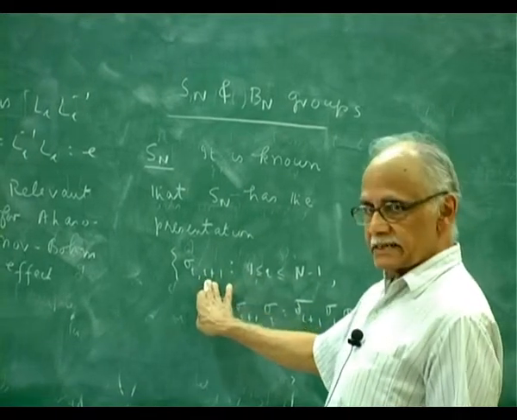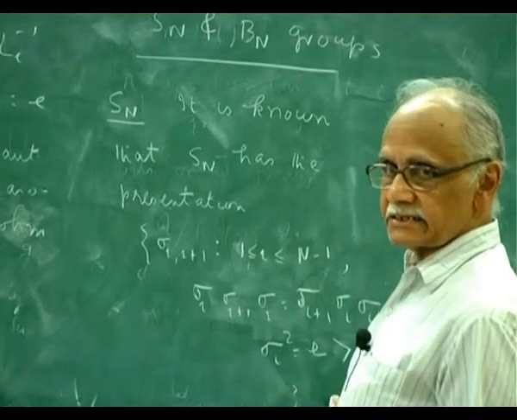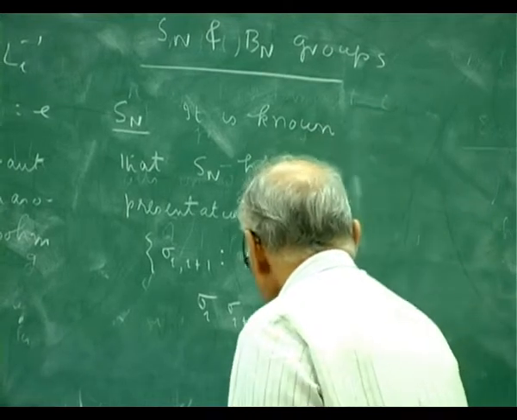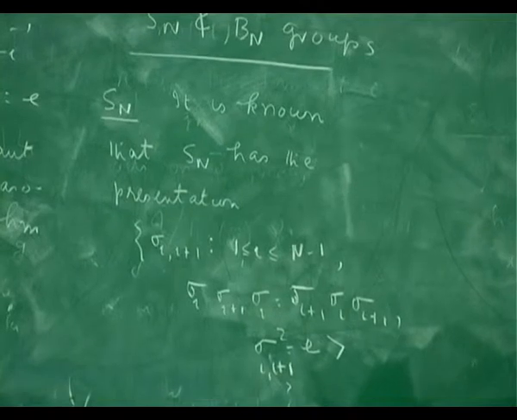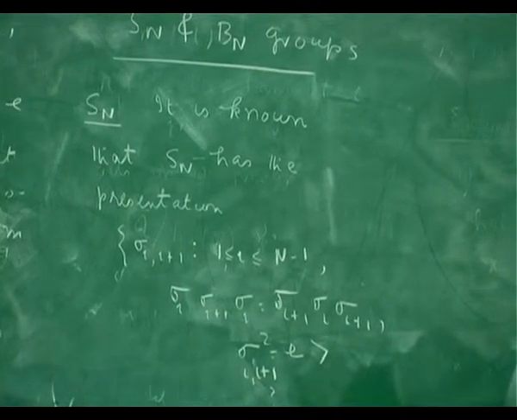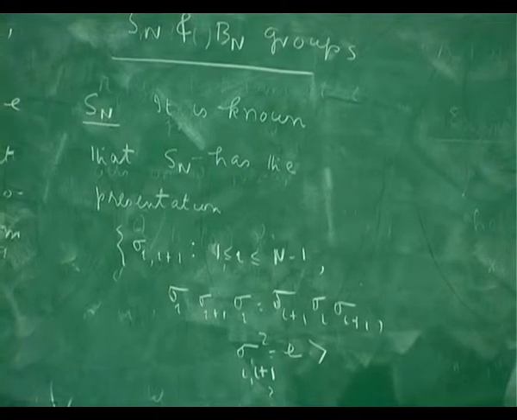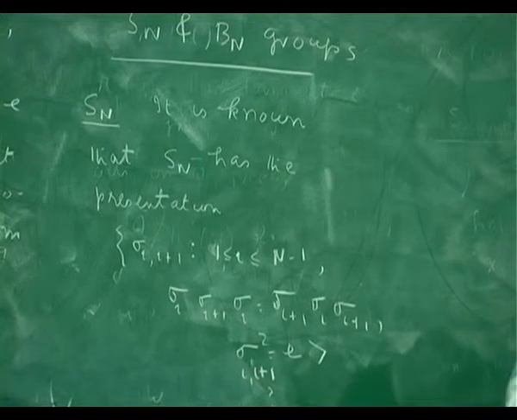So you write all letters here, but you can simplify them only by using this relation, and that's it. The inverse is sigma i plus 1. These are the only relations you should use. Then you can prove that what you get is the permutation group. Now what do I do? How do I get it?